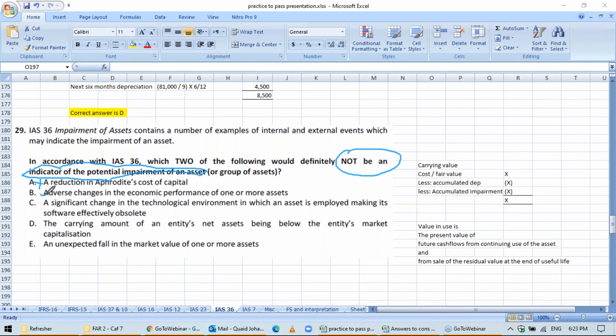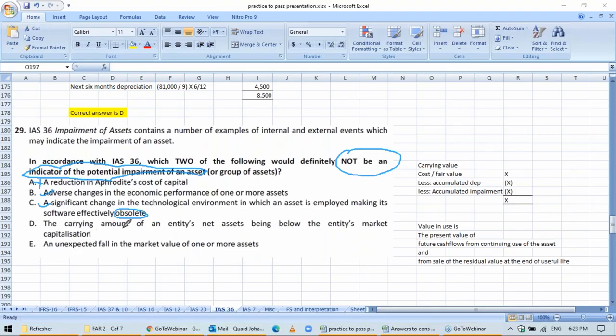Secondly, adverse changes in economic performance. Yes, adverse changes in economic performance of assets means you won't be able to recover it. So it's an indicator. A significant change in technology, like they are telling about that obsolescence. Things are getting obsolete means the machinery will no more be used or will be less used if products are getting obsolete. So this is also an indication for impairment.